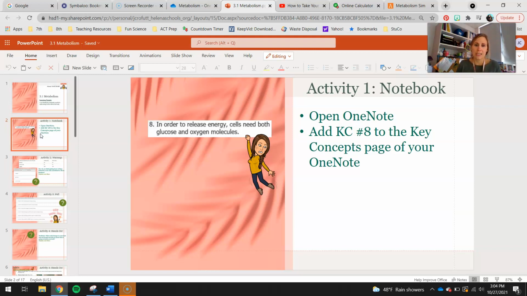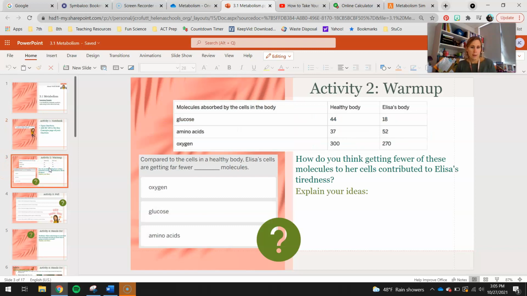So in order to release energy, cells need both glucose and oxygen molecules. Okay? Moving on to your activity 2 warm-up. Remember, you can pause this video at any point to complete an activity I just explained, and then start playing it again when you're ready to move on.